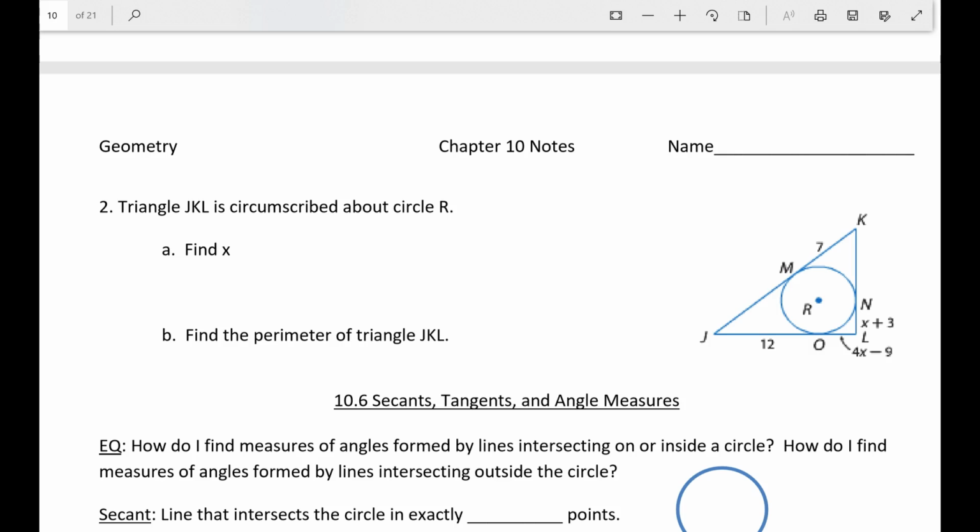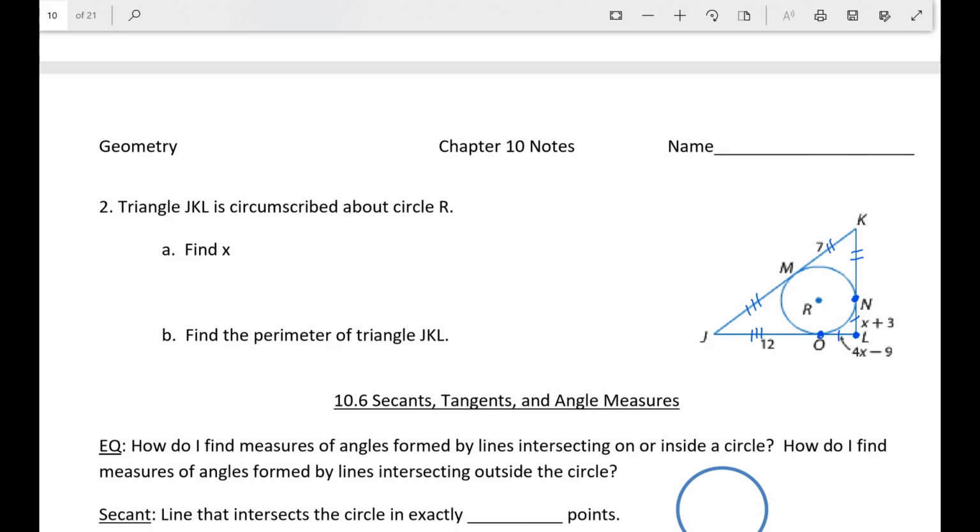So we've got another similar situation to what we've been discussing, where we've got these little tangents that occur from a point outside of the circle, exterior to the circle. So we've got line segment LN is congruent to line segment LO. We've got line segment KN is congruent to line segment KM. And we've got line segment JM is congruent to line segment JO.